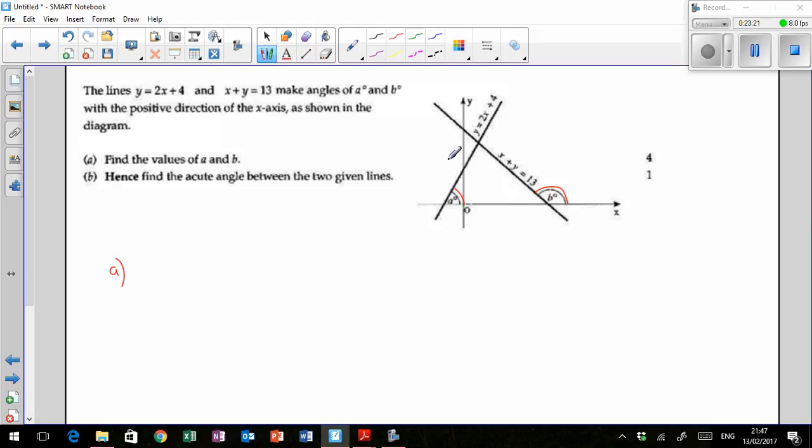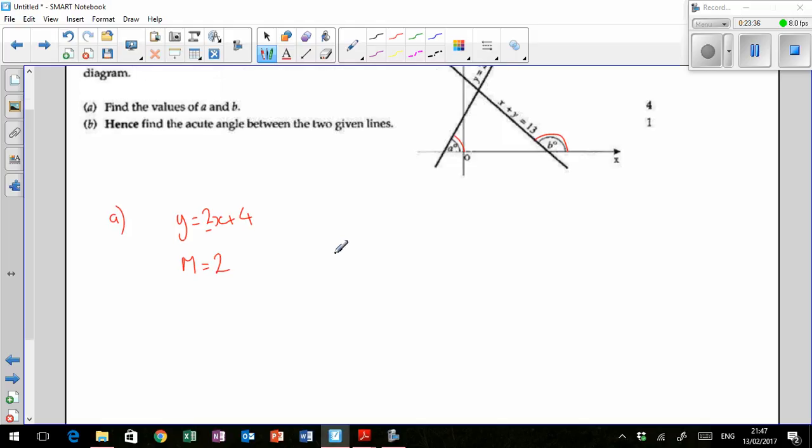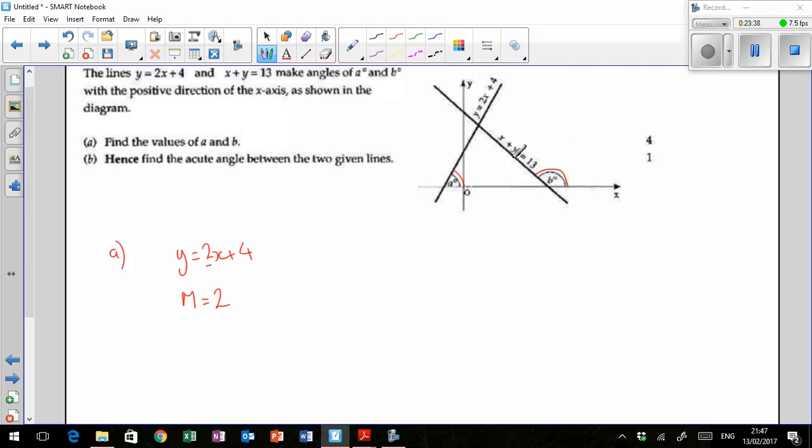Now, we don't have any points to find the gradient, but what we do have is the equation of the lines. So for y equals 2x plus 4, we know that the gradient's 2 because of y equals mx plus c. So the gradient of that line's 2. Slightly differently for the other line, x plus y is equal to 13. Well, we can't lift out the gradient unless it's y equals. So y is going to be negative x plus 13, which means the gradient is -1.